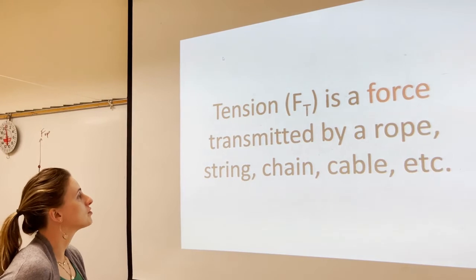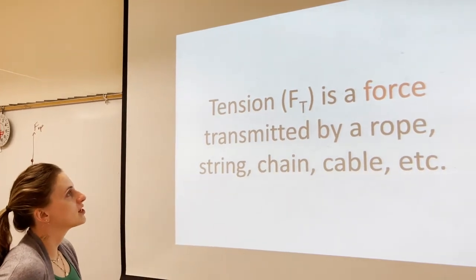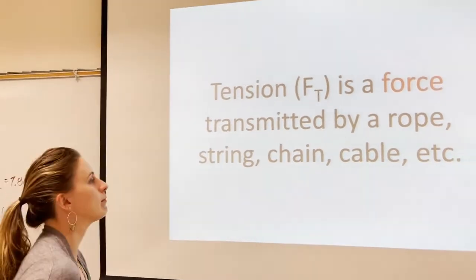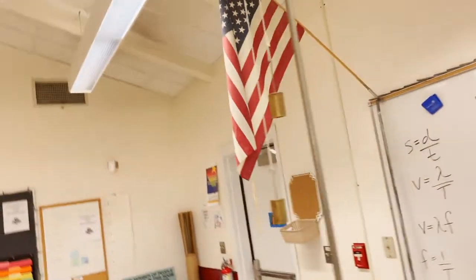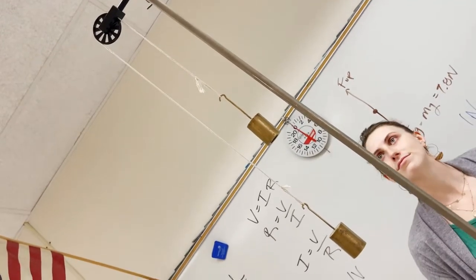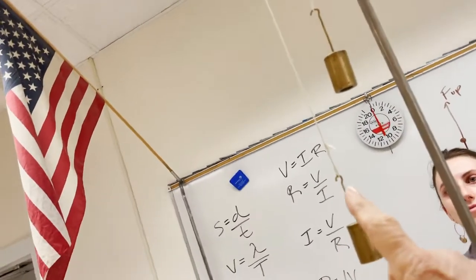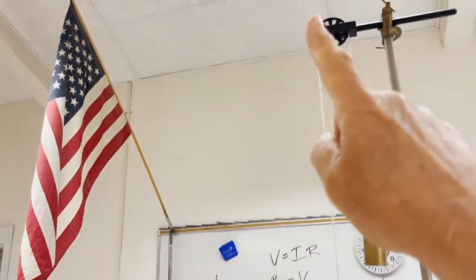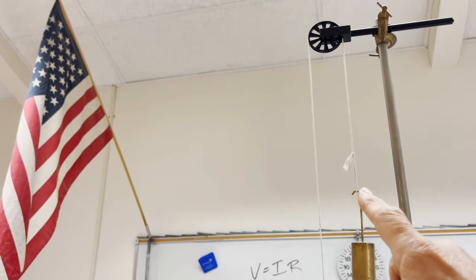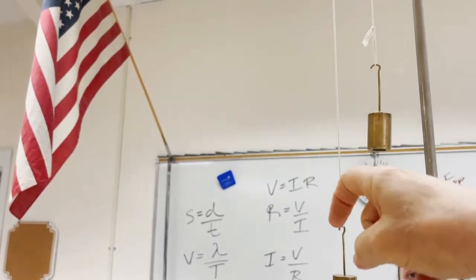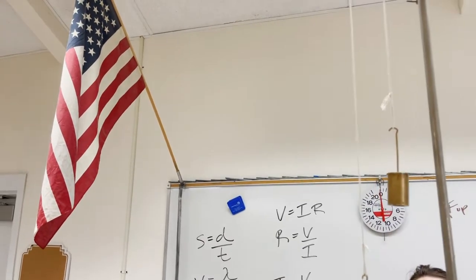Tension. So changing gears here. Force of tension is a force transmitted by a rope, string, chain, cable, etc. I have some strings here, and there's a force of tension up here. It goes around the pulley and comes here, and the force of tension pulling this way is equal to the force of tension pulling that way.